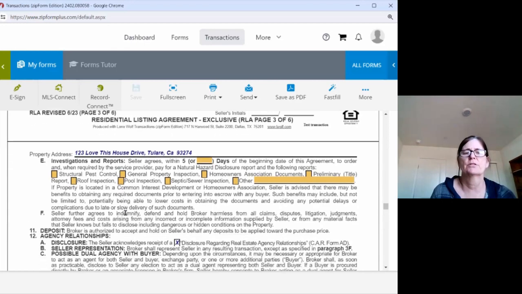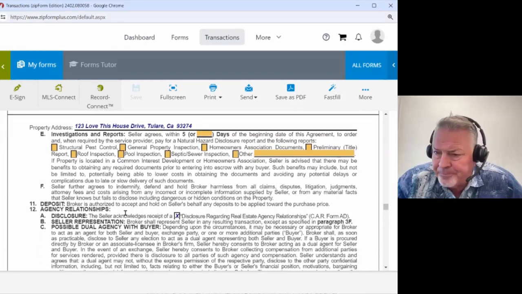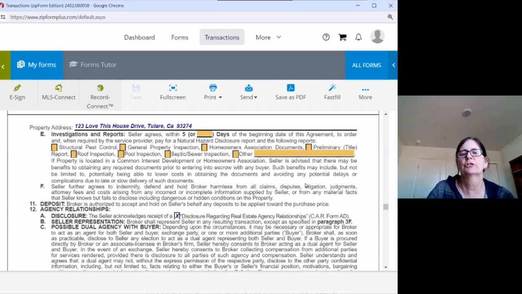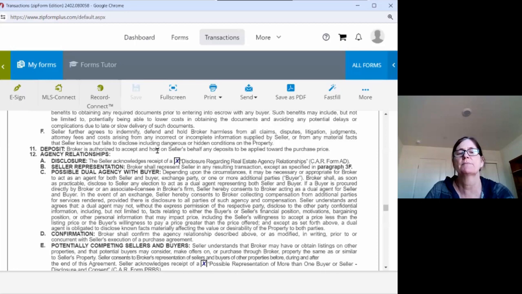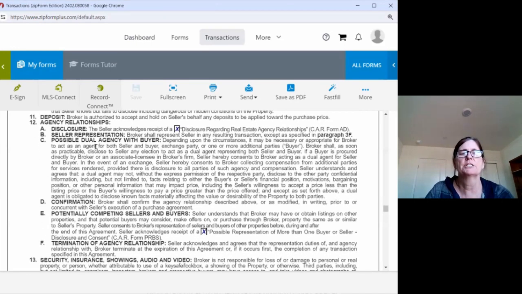Yeah, you can do that. Agent comments. And then here, number E, does the seller agree to order any specific reports? Usually not. Usually they're ordered by the buyer, or they're ordered in escrow, but there's an option there. It does say seller agrees to indemnify, defend, and hold broker harmless from all claims, disputes, litigation, judgments, attorney costs, blah, blah, blah.